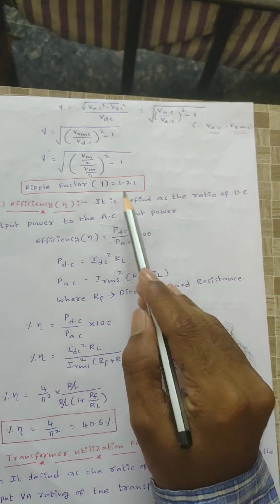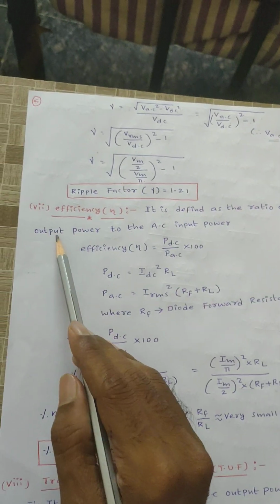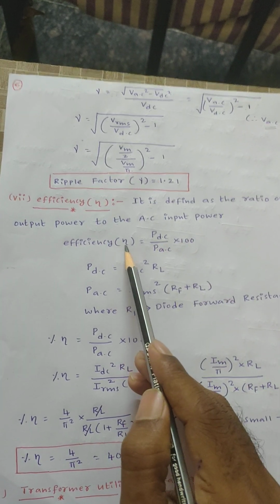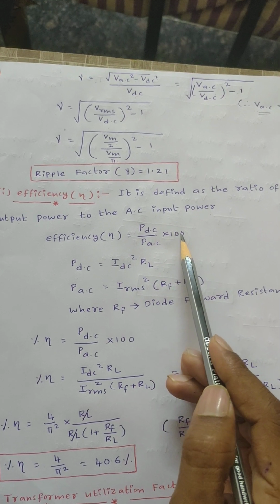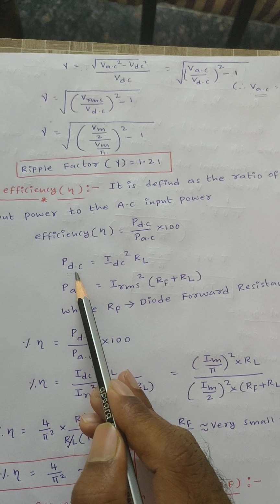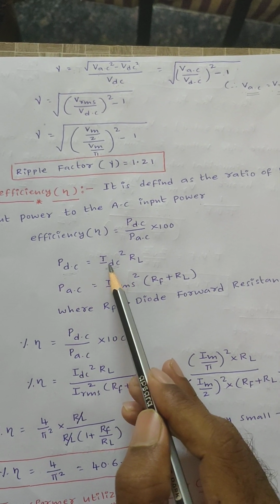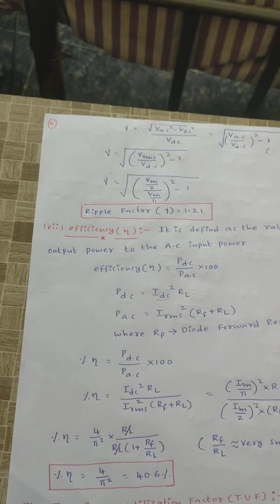Okay, next, efficiency. Efficiency is defined as the ratio of DC output power to the AC input power. That is, efficiency eta is equal to PDC by PAC into 100. Here we are measuring the output power, DC power, across the load, right? That means the current flowing through that load is only DC. Output of the rectifier is DC, so PDC is IDC square into RL. Wait a minute, see here.